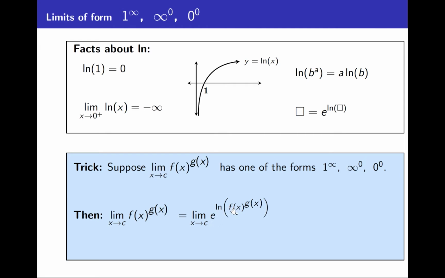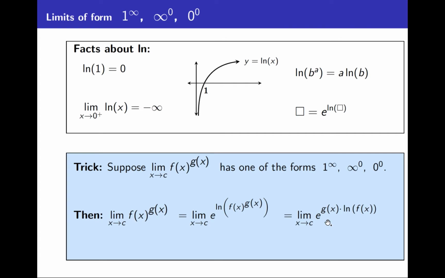E to the power of ln of a quantity to a power. Remember that whenever you have ln of something to a power, like ln of b to the a, that exponent can come out in front of the logarithm, a times ln b. In this case, that g of x way up there can come out in front of the ln, and this limit is now limit as x goes to c of e raised to the power of g of x times ln of f of x.